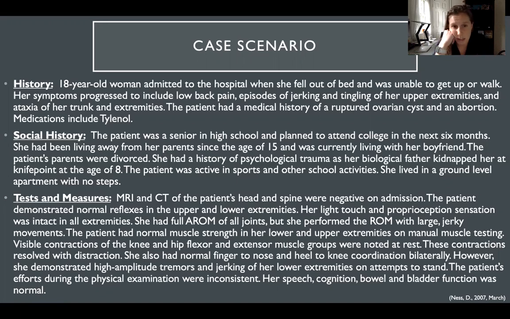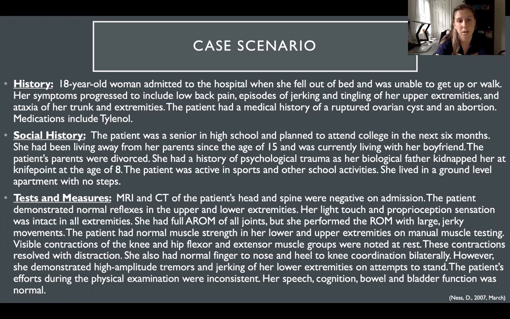So an MRI and CT of the patient's head and spine were negative on admission. The patient demonstrated normal reflexes in upper and lower extremities. Her light touch and proprioception sensation was intact in all extremities, had full active range of motion of all her joints, but she performed the range of motion with large jerky movements. She had normal muscle strength in lower and upper extremities on manual muscle testing. Visible contractions of the knee and hip flexor and extensor muscle groups were noted at rest. These contractions resolved with distraction.